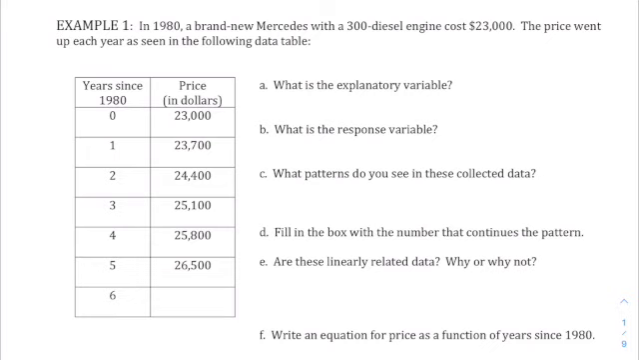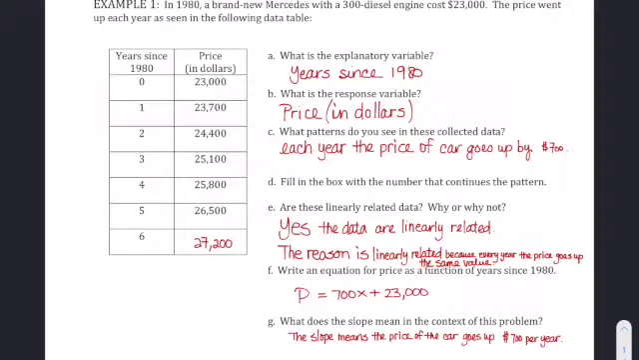Example number 1 says: in 1980, a brand new Mercedes with a 300 diesel engine cost $23,000. The price went up each year as seen in the following data table. Please answer the questions. Example number 1 is very similar to what we have done before, so I want you to give it a try. Double check your answers, and I would like to go over it real quick with you.